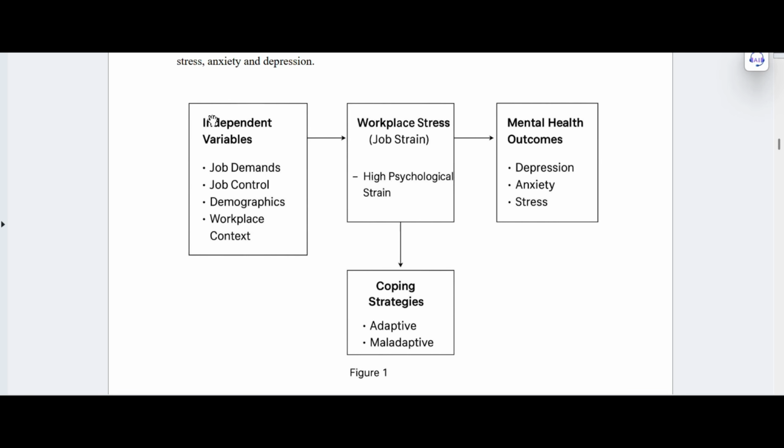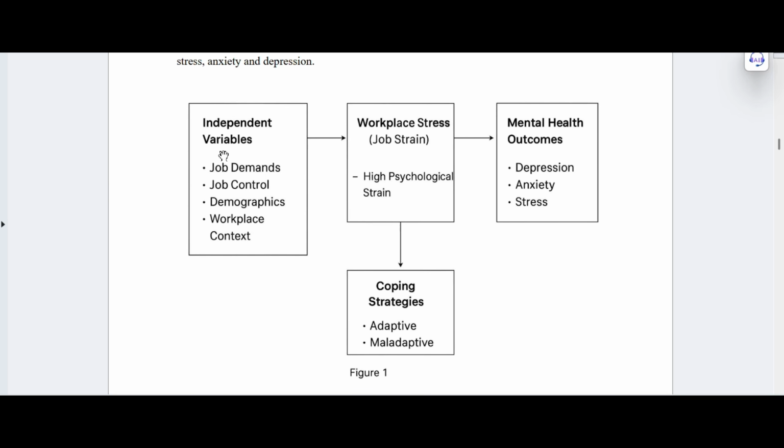So this is telling us a story. Someone should be able to look at your conceptual framework and follow through and know what you're trying to discuss. So we are seeing here the independent variables, which include job demands, job control, demographics, workplace context. So we are seeing that all these put stress on the participants. So we are saying that all these things lead to workplace stress, which is job strain. And under this, we also have high psychological strain. And again, workplace stress also causes mental health outcomes, including depression, anxiety, and stress. So when someone is under stress, the person is able to come up with coping strategies, which are either good or bad, either adaptive or maladaptive.